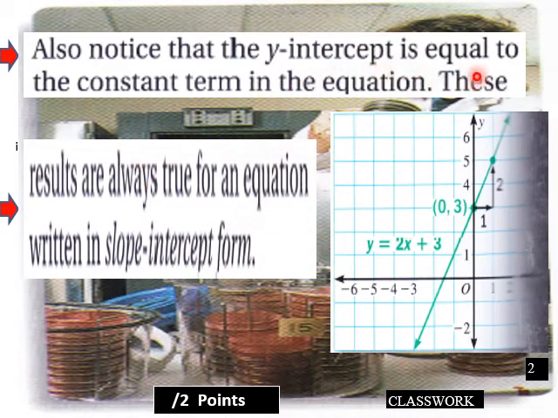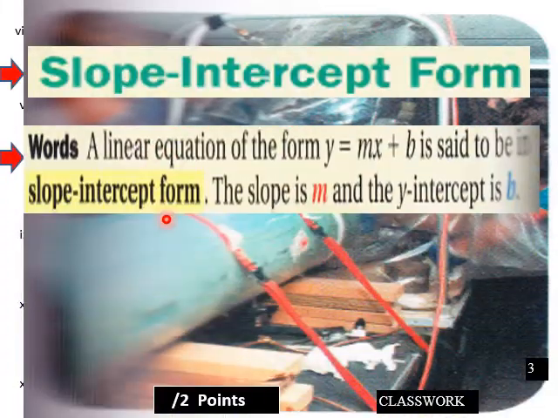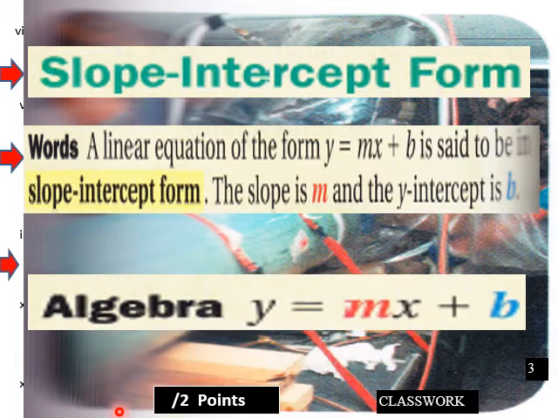Also notice that the y-intercept is equal to the constant term in the equation. Yes, it is, right here. Here is our y-intercept. When x equals 0, y equals 3. Isn't that cool? Okay, slope-intercept form: a linear equation of the form y equals mx plus b is said to be in slope-intercept form. The slope is m, and the y-intercept is b.